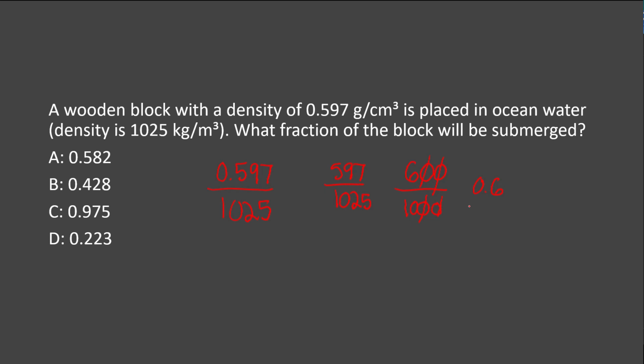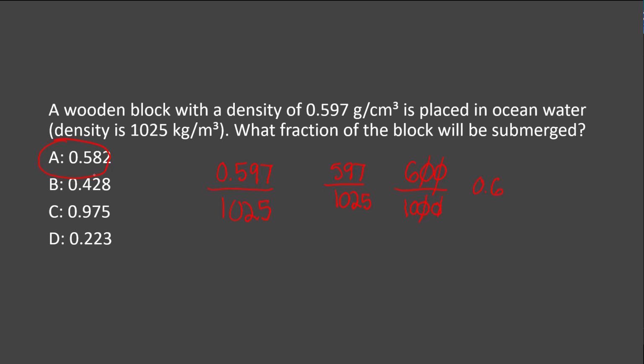And so if 0.6 is our relative density, what fraction of the block or the object will be submerged? And so we know that it is 0.6, right? The rest of the object is going to float. So since we wanted to round, right, we rounded a little bit. So the correct answer here is going to be A.